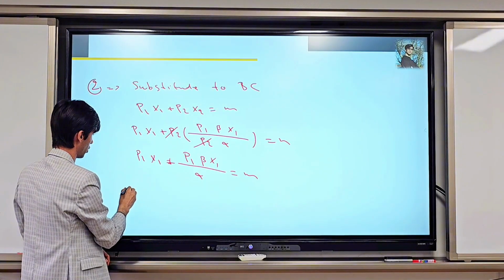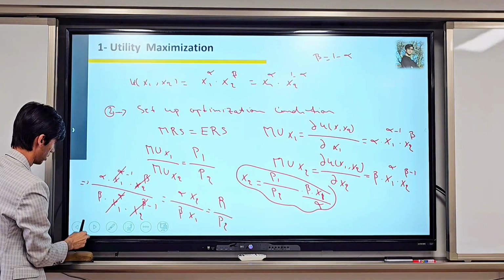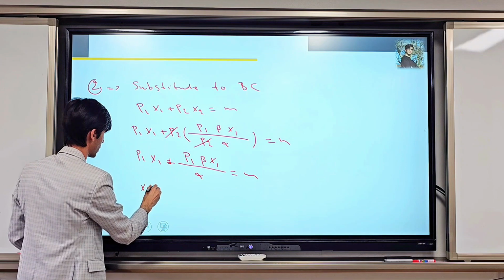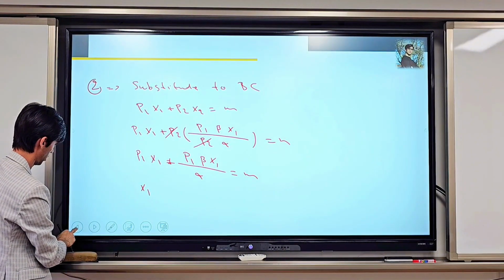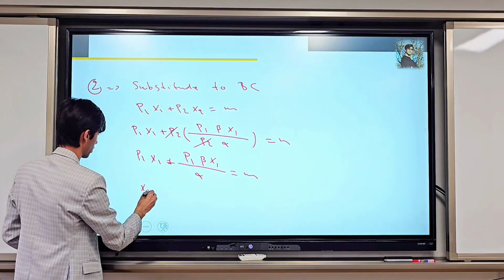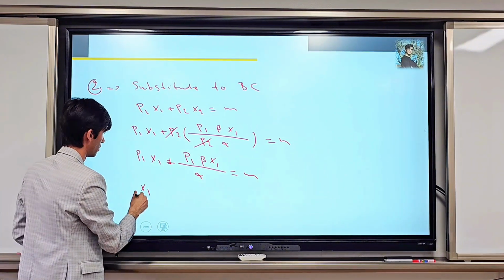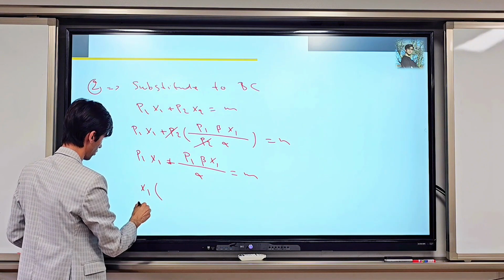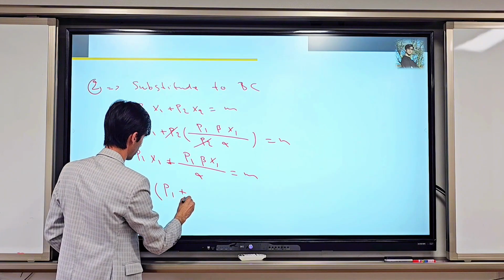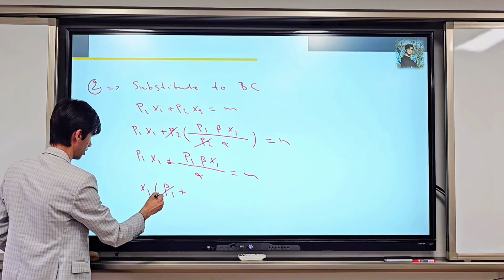Then you have p1x1, or either we can just take this x1 is equal to, so now x1 we have p1 here, okay, even we can move further.